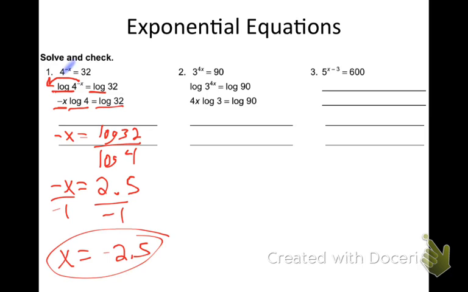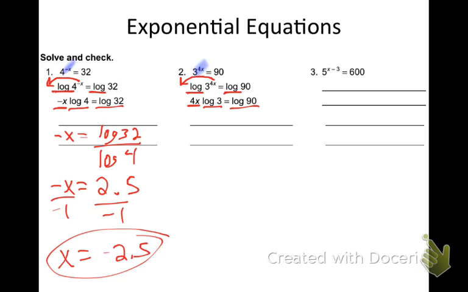3 to the 4x equals 90. Notice my x is in the exponent, so what do we need to do? We need to log both sides. So I log both sides, and why do I log it? So that the power comes to the front. So I have 4x log 3 equals log 90.